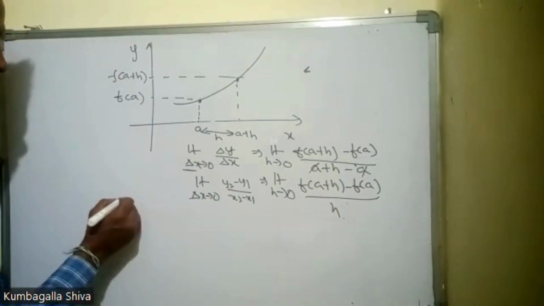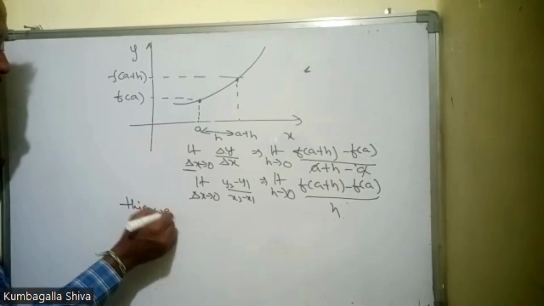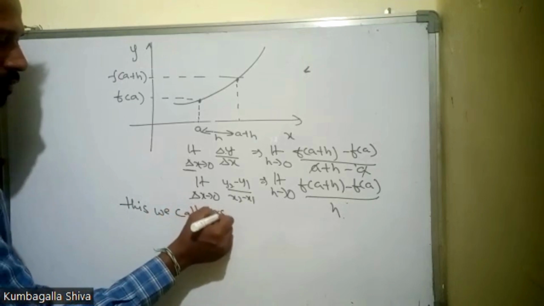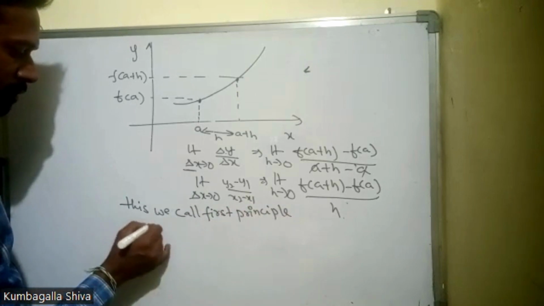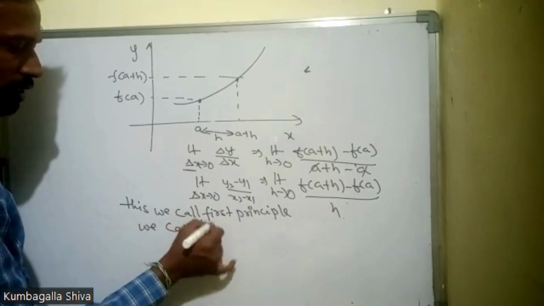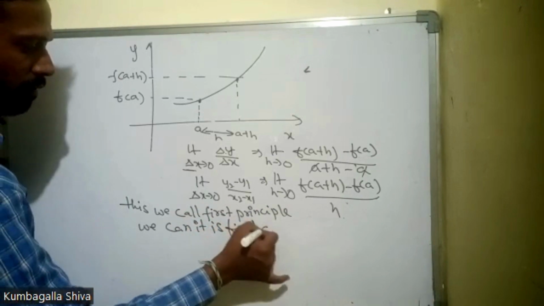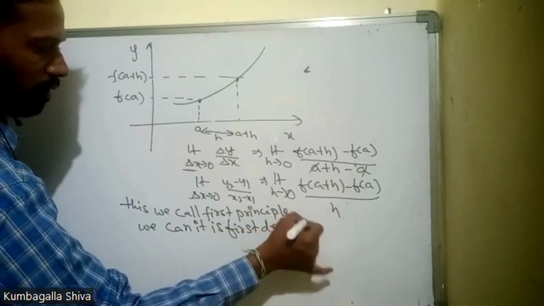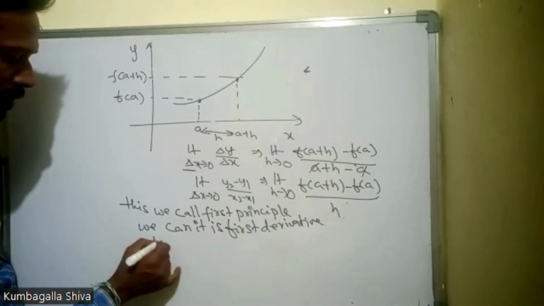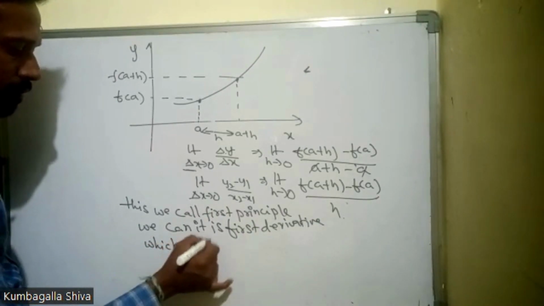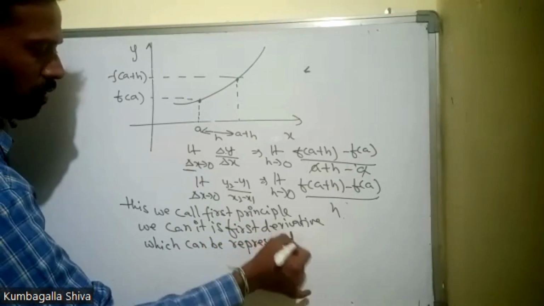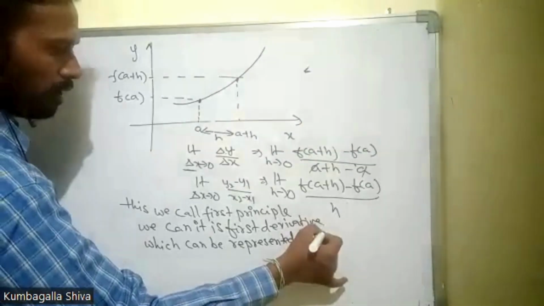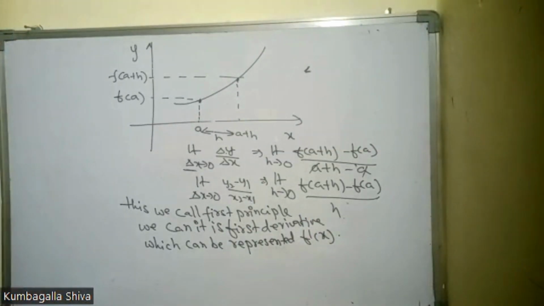This we call the first principle, and we can say it is the first derivative, which can be represented as f dash of x. Are we clear?